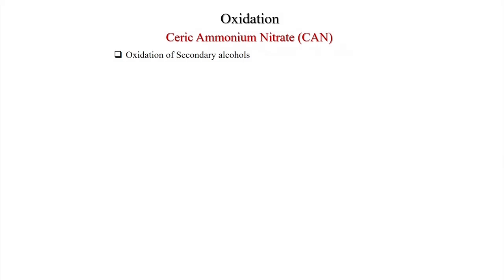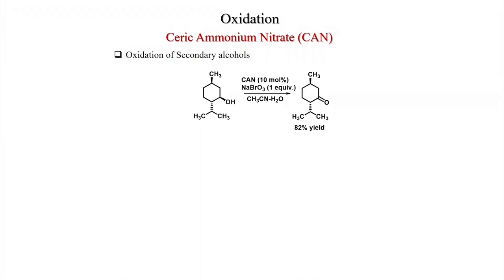So, ceric ammonium nitrate has been used in many oxidation reactions. Mainly, first we will discuss oxidation of secondary alcohols. So, here you can see the secondary alcohol is selectively oxidized to the carbonyl compound with catalytic amount of ceric ammonium nitrate and another stoichiometric oxidant, sodium bromate.